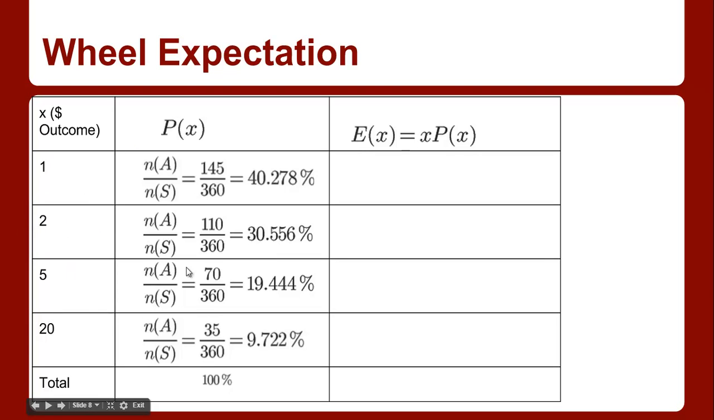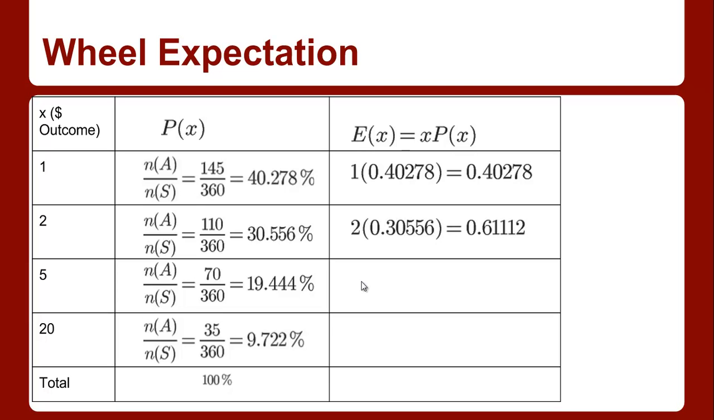110 twos, 70 fives, and then 35 twenties. And so that's basically what this is doing when we multiply these two numbers together. And then dividing by 360, well, each term just gets divided by 360, although in an average, we divide by 360 at the end.